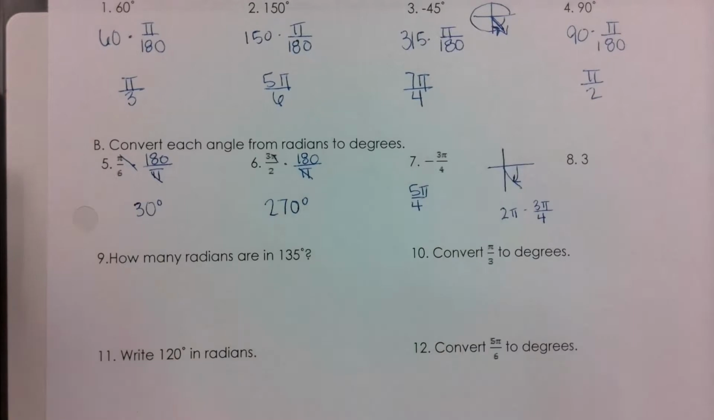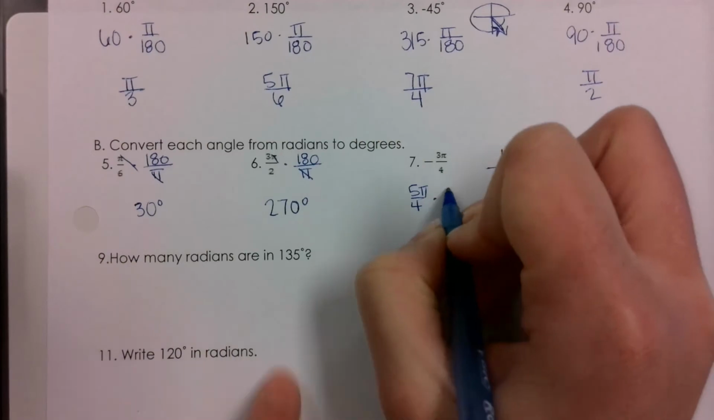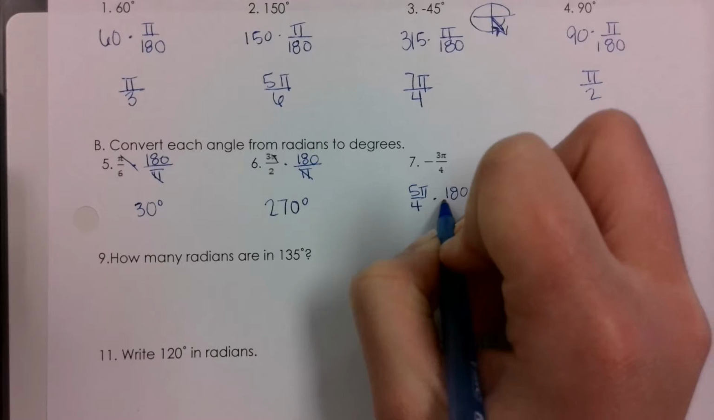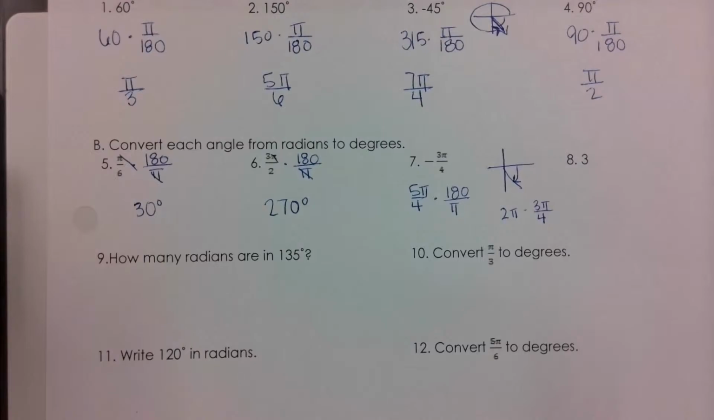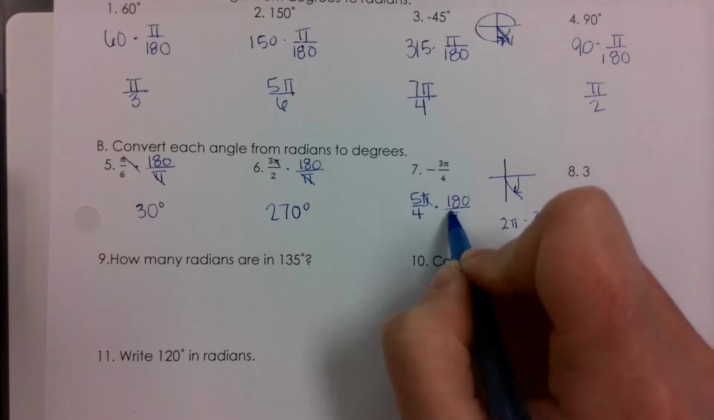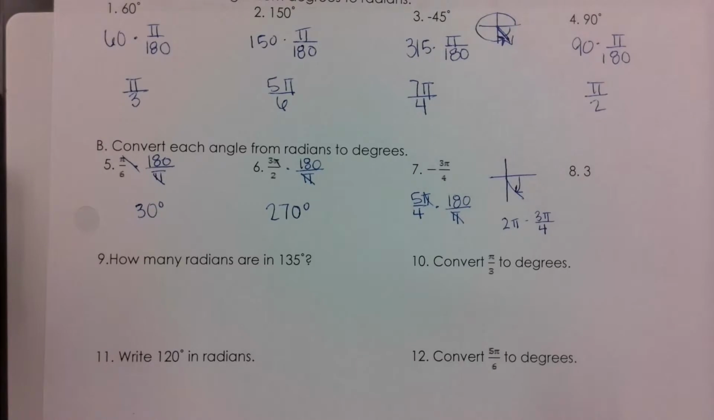And then we're going to multiply that by 180 over pi to convert it to degrees. So the pi's cancel, and then we've got 5 times 180 divided by 4. Can you do 180 divided by 4? 180 divided by 4 is 45. Then multiply that times 5. What do we get? 225.